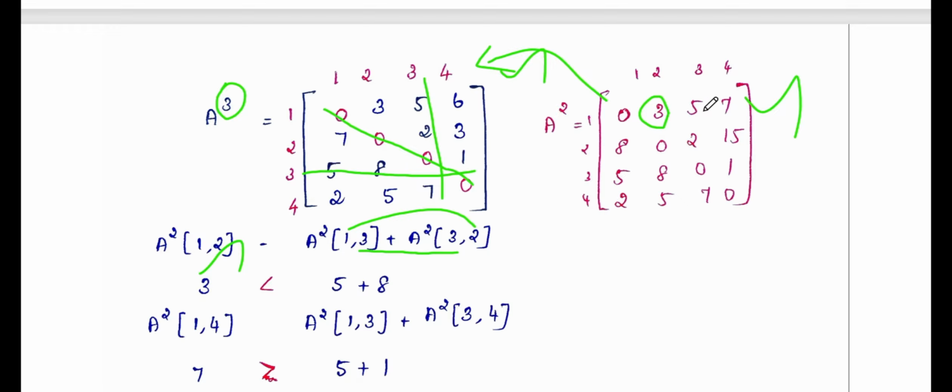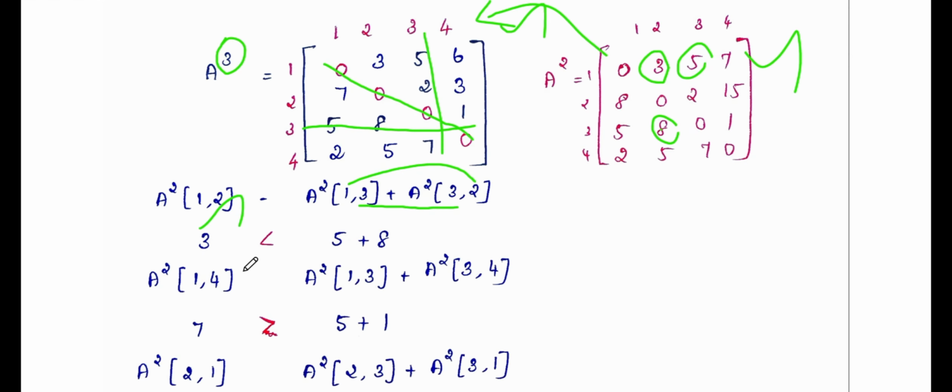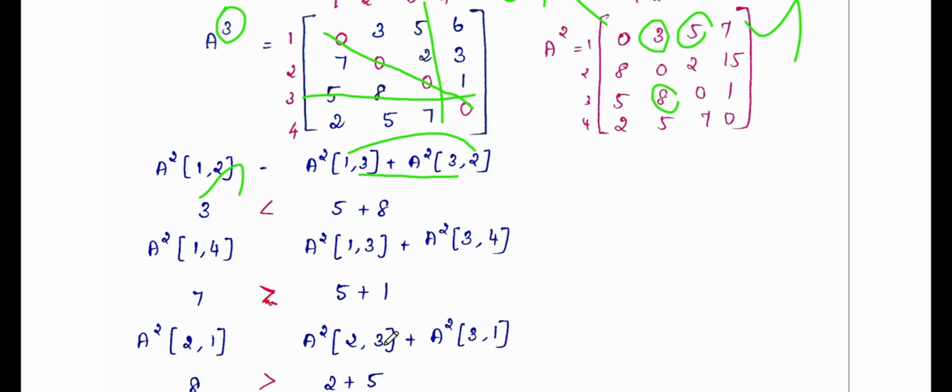So 1 to 3 is 5, right? And 3 to 2 is 8. So this value is higher than 3, right? Then keep the previous value. No need to change. Okay.